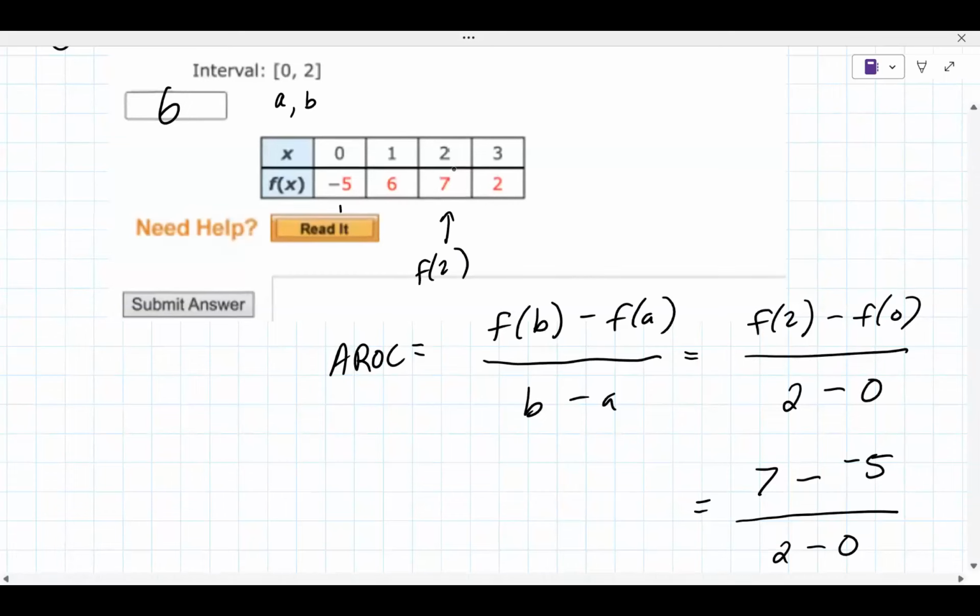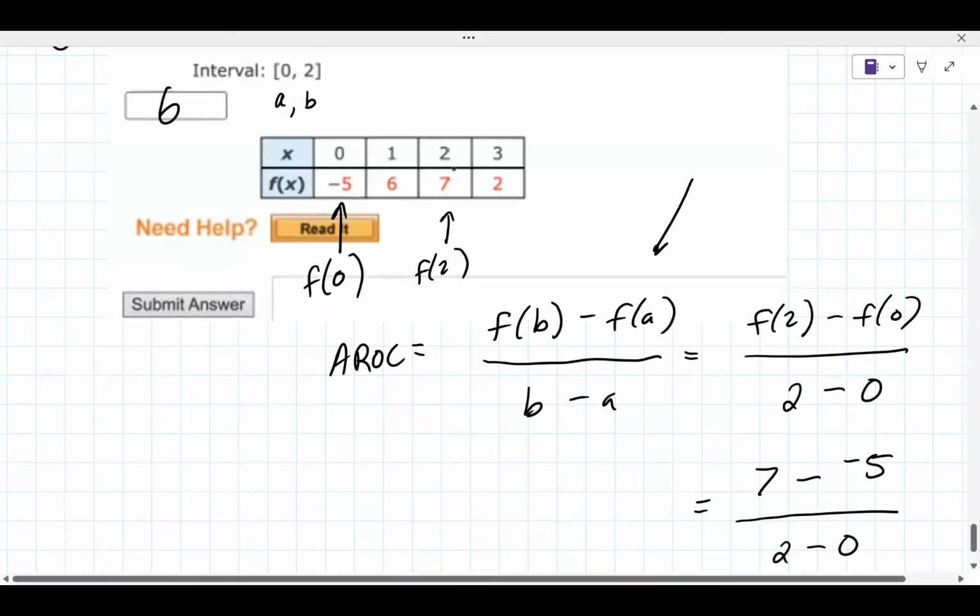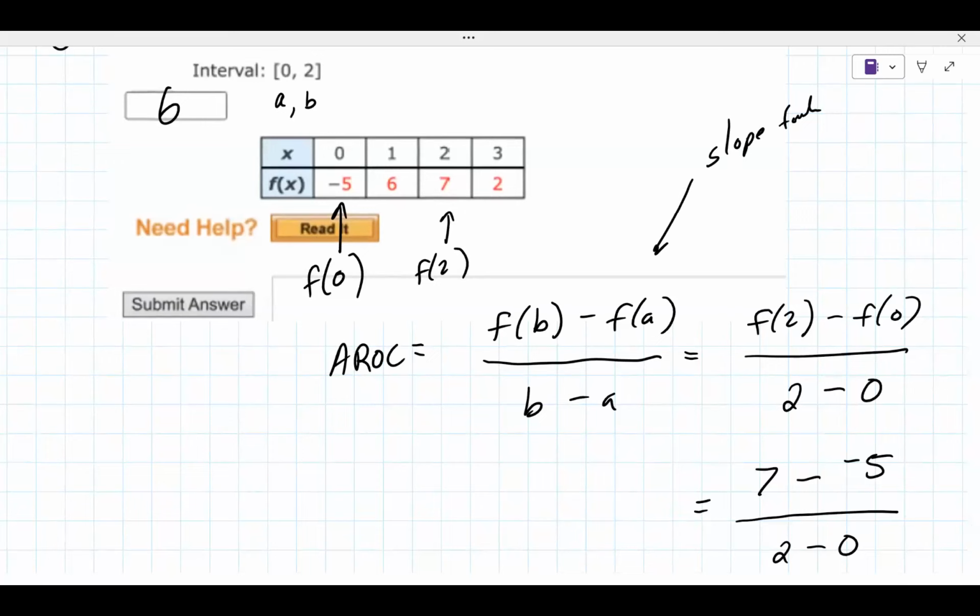Why did we pick those two values? Oh, because it's asking for the interval. Oh yeah, I see. Yes. Believe it or not, this right here is the same thing as the slope formula. It just looks different, but it's totally the same.